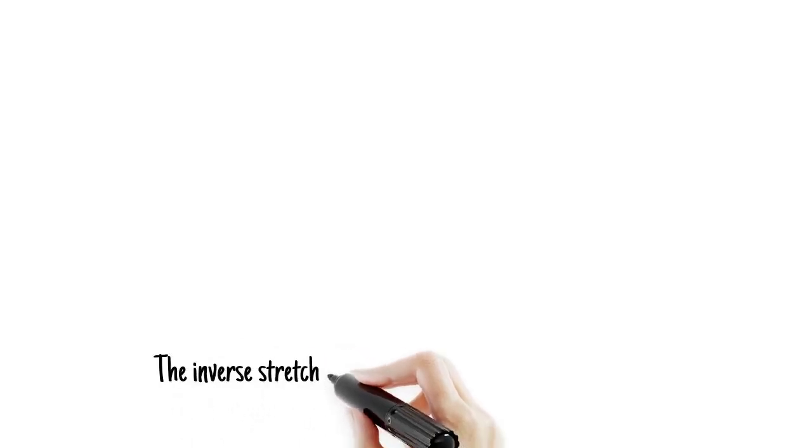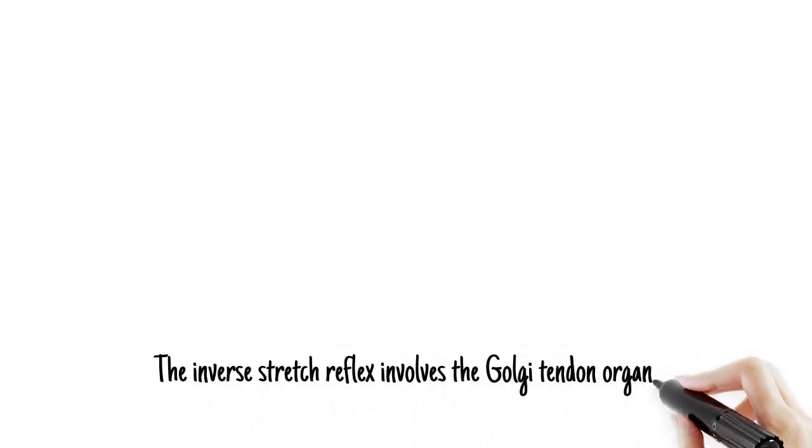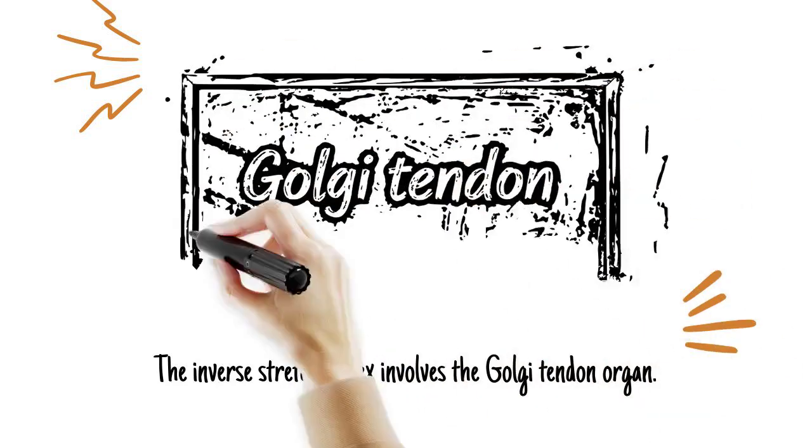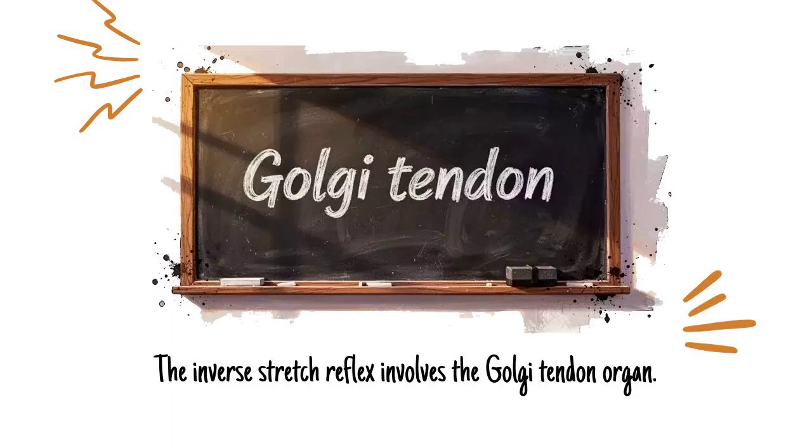Running in parallel with the stretch reflex is a protective counterpart called the inverse stretch reflex. This circuit involves the Golgi tendon organ, a receptor at the junction between muscle and tendon that monitors tension rather than length.